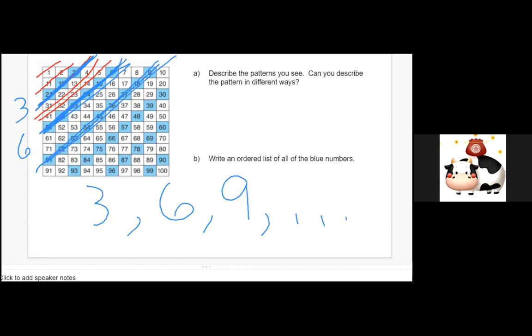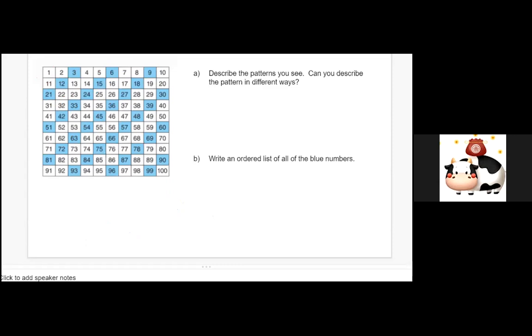Okay, so now you know how to use the words diagonal and rows when you're looking at this type of chart. Can you tell me any other patterns that you see? I think it was Clara that basically said it right from the very beginning. Will you tell me again, Clara? Where should I start? 3. What would be the next blue square? 6. Correct. Next. 9. And that pattern continues.